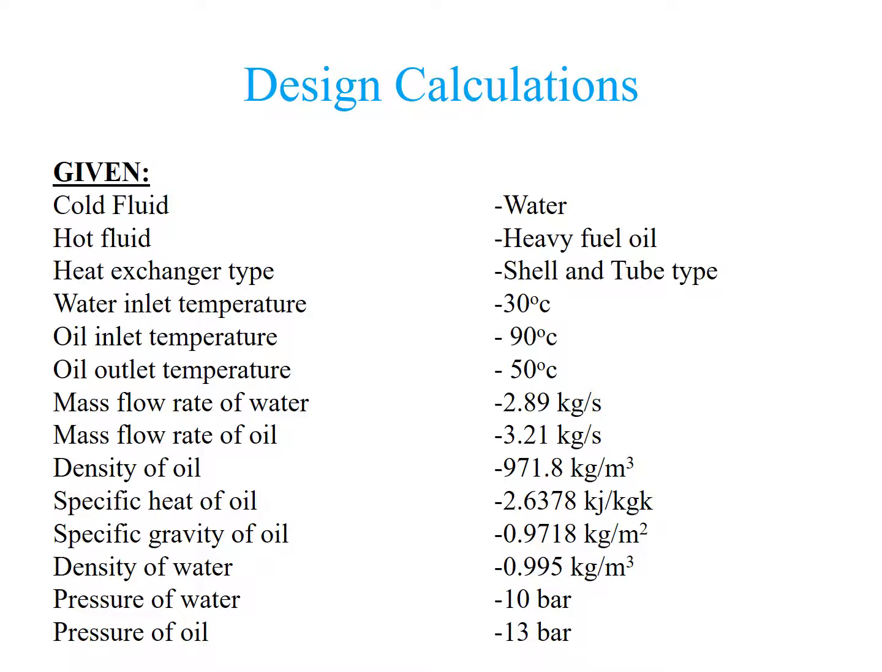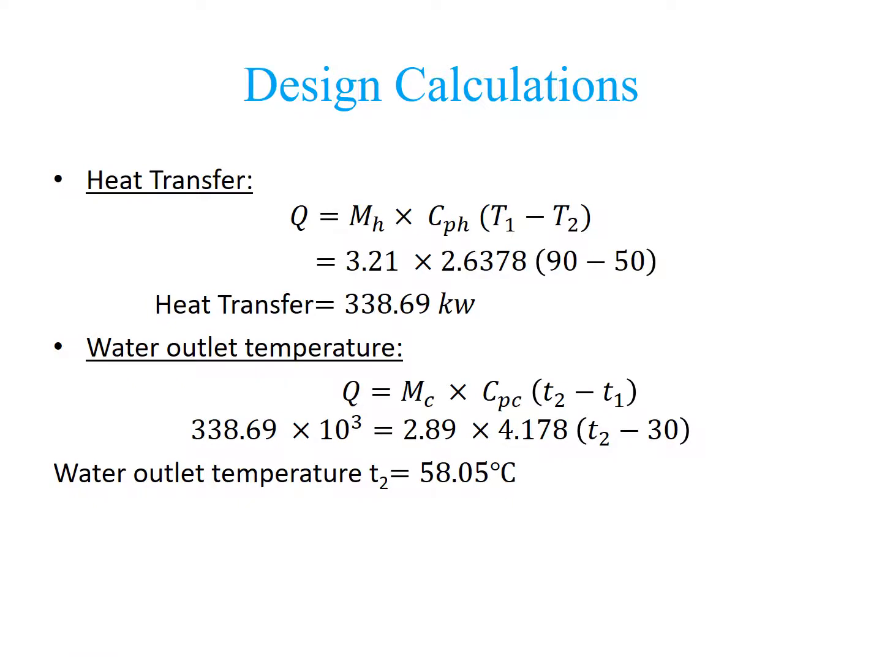The inlet temperature of oil is 90 degrees Celsius. The outlet temperature of oil is 50 degrees Celsius. The mass flow rate of water is 2.59, mass flow rate of oil is 3.21, density of oil is 971.8 kg per meter cube, specific heat of oil, and so on.